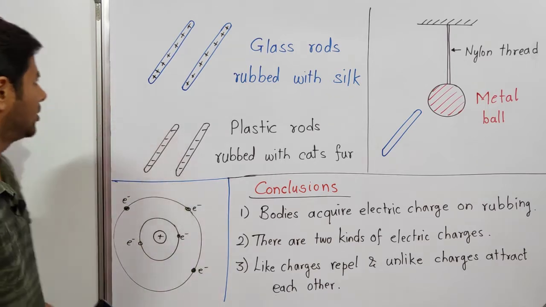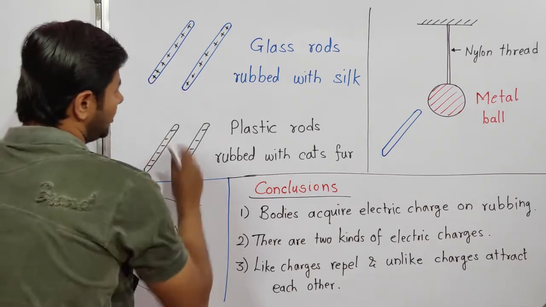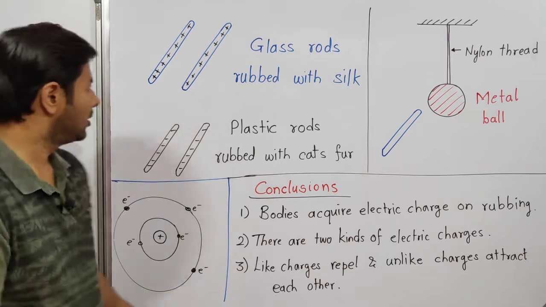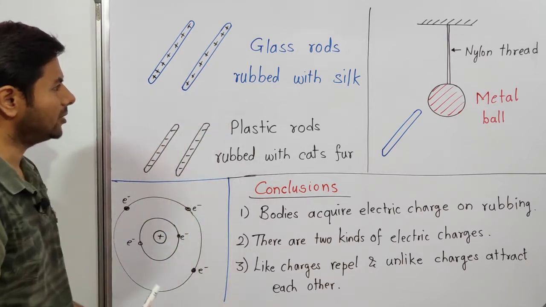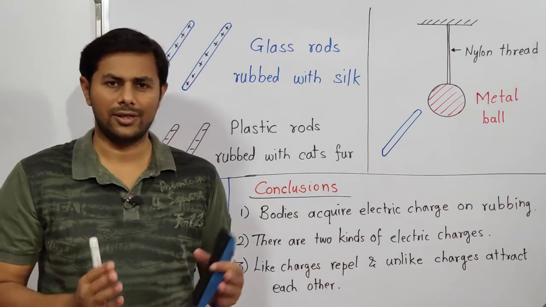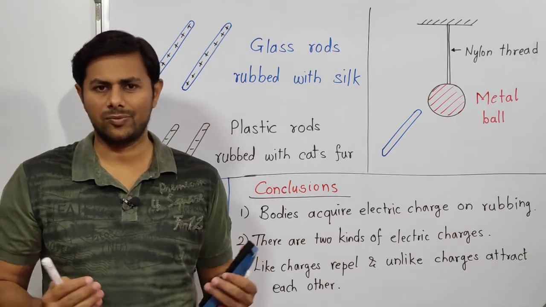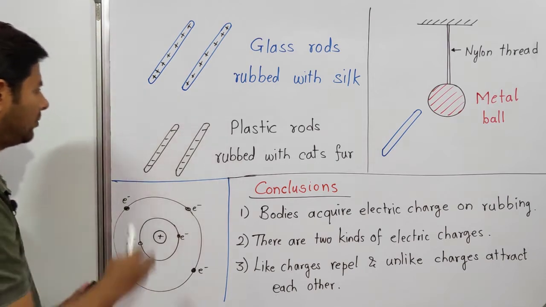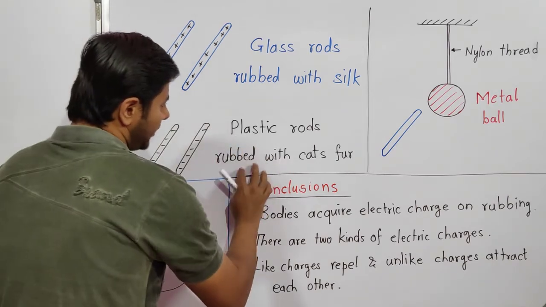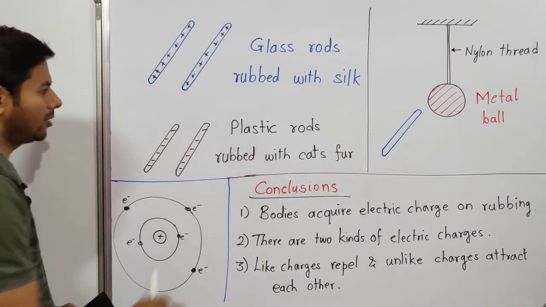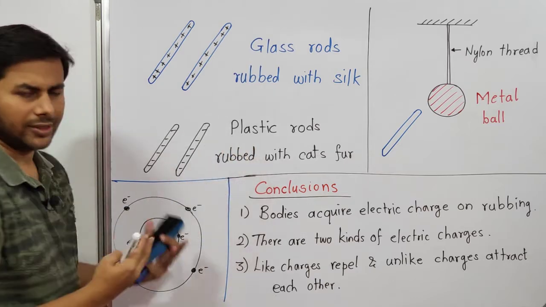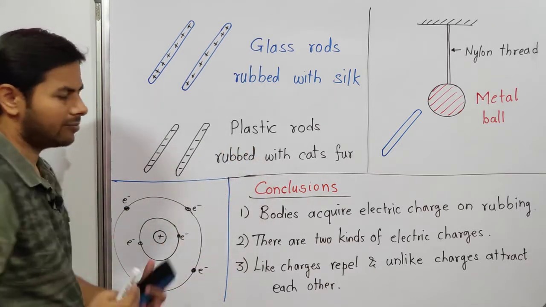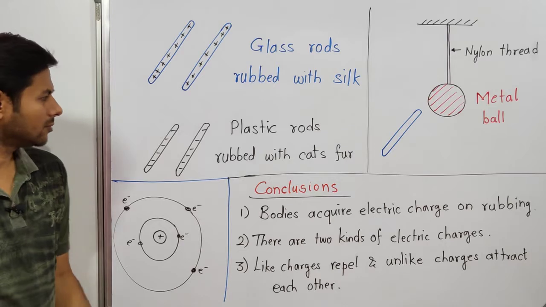Alright. So when a glass rod is rubbed with silk, the glass rod loses electrons and the silk gains electrons. That's why the glass rod becomes positively charged and the silk becomes negatively charged. And when a plastic rod is rubbed with cat's fur, the plastic rod becomes negatively charged and the cat's fur becomes positively charged.